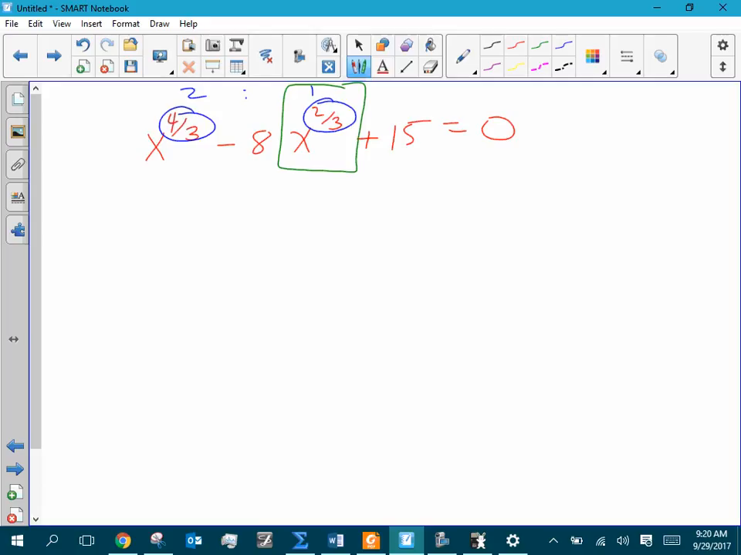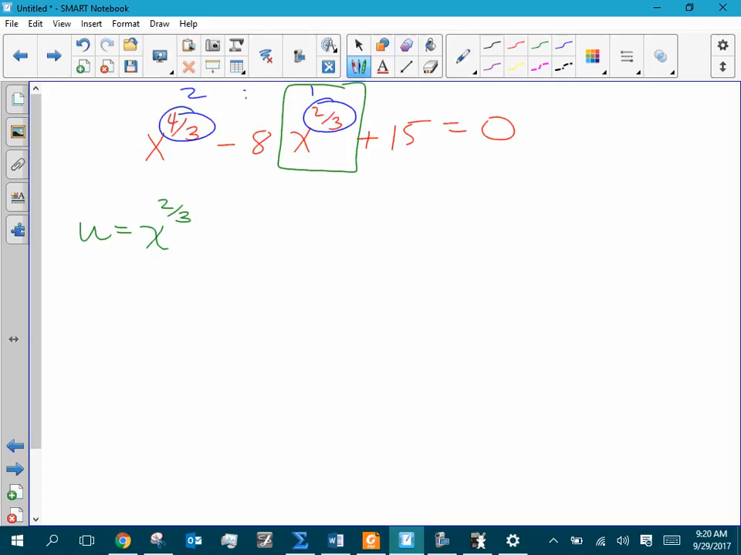It doesn't matter, but I'm going to let U be that variable in that exponent. So x to 2/3, okay? And because I know that these two things are in a 1-to-2 relationship or a 2-to-1 relationship, that's going to make that 4/3 a little bit easier to deal with, okay?